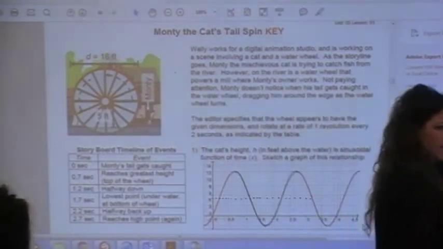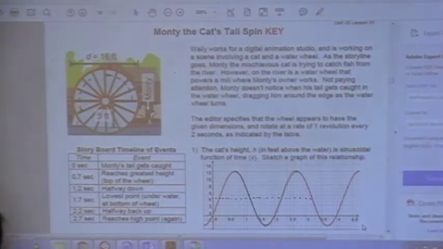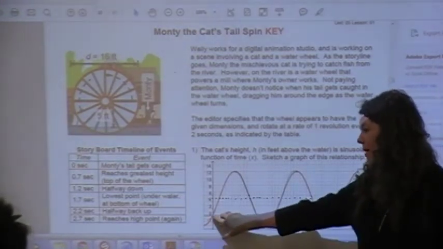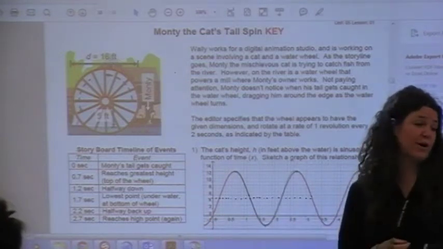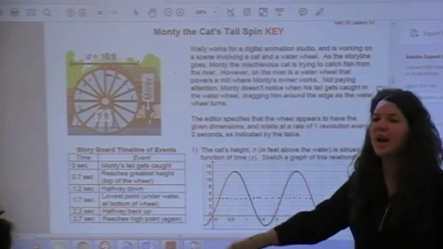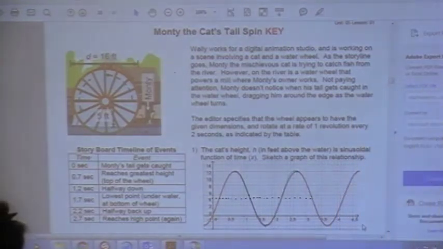It asks me what was the height at the exact moment when Monty's tail got caught? Now, when you graph these by hand, it probably looked, if I drew one earlier, it was terrible. Mine don't come out very nice. But even this one, it almost looks like 0, 0, but it's not. You put this function in your calculator and go to your table, and you'll see that it is not, in fact, at 0, 0.